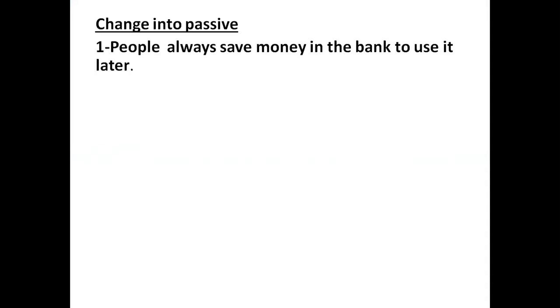Next, now we are going to answer some exercises together. Change into passive. Read the sentence well before starting to answer. Number one: people always save money in the bank to use it later. The subject is people. The main verb is save. The object is money. To change this sentence into passive, we start with the object, money.